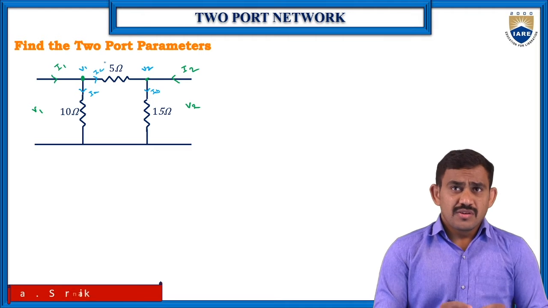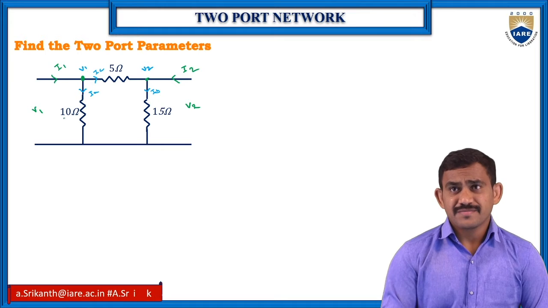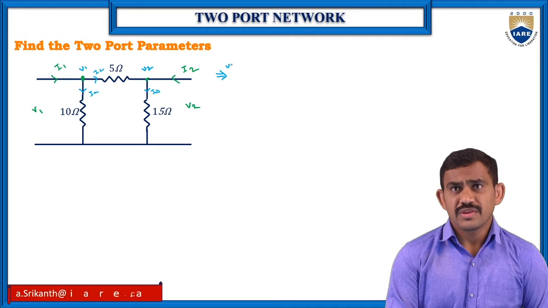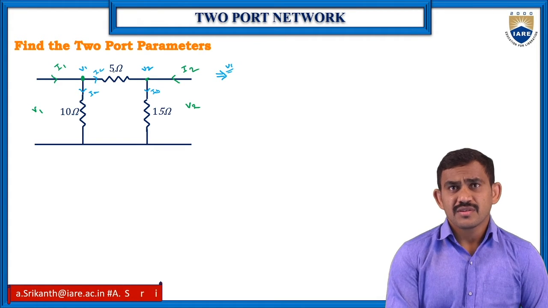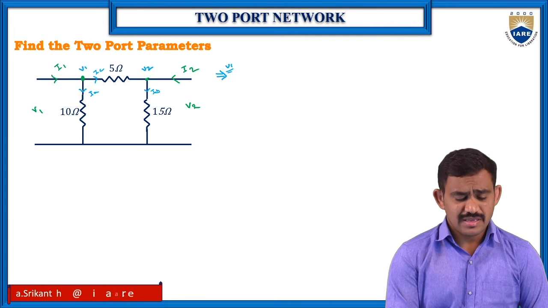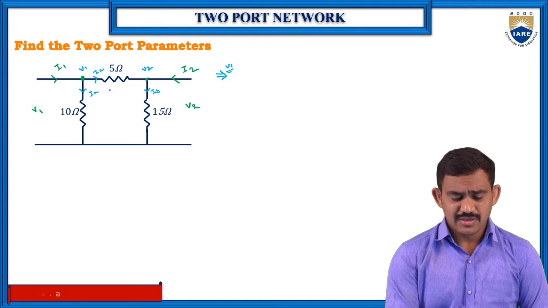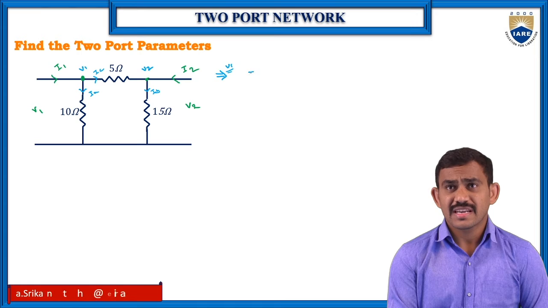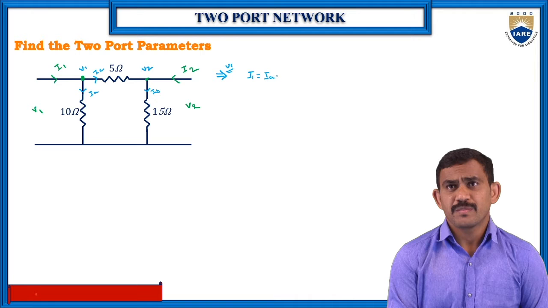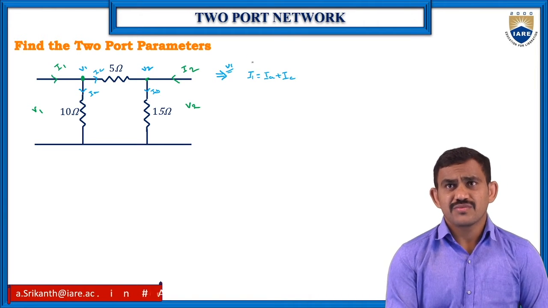Now write the nodal equations. At V1, apply Kirchhoff's current law. At a junction, incoming currents equal outgoing currents. The incoming current, that is I1, is equal to IA plus IC. Am I right? IA is outgoing, and IC is outgoing. That is the V1 node.